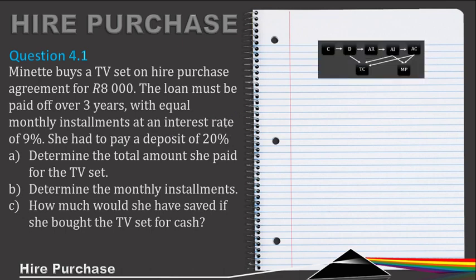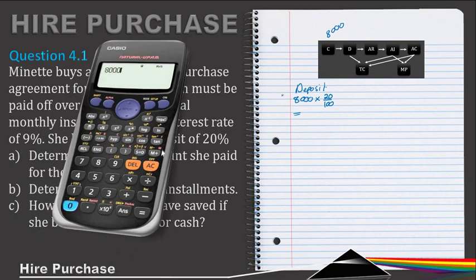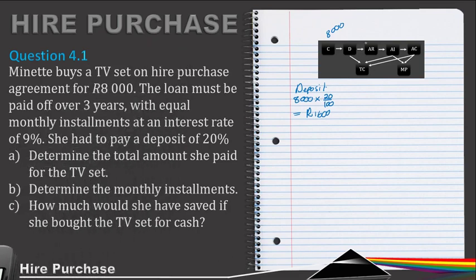Right, now our mind map, the original cost, that's going to be the 8,000. Then the deposit is 20%. So it's going to be the original cost, the 8,000, times by 20 over 100. And working that out is 1,600 Rand. So this is our deposit, 1,600.